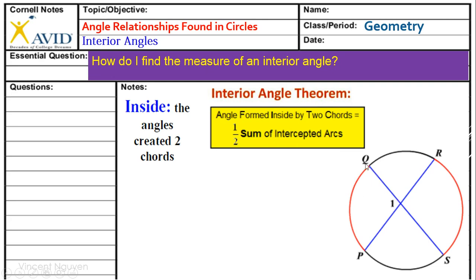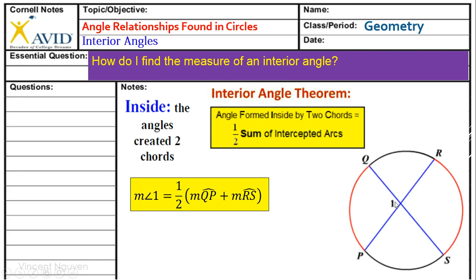So for angle 1, the intercepted arcs would be PQ here and RS here. So what this is saying is to find angle 1, you add the two arcs together and then divide it by 2 or multiply it by 1/2. Okay, and so let's say if arc PQ is 36 degrees and arc RS is 98 degrees, you will add them together and divide it by 2 to give you an angle 1 of 67 degrees.